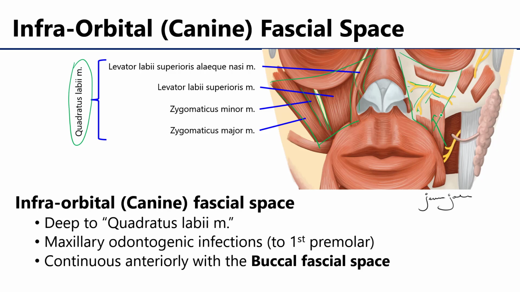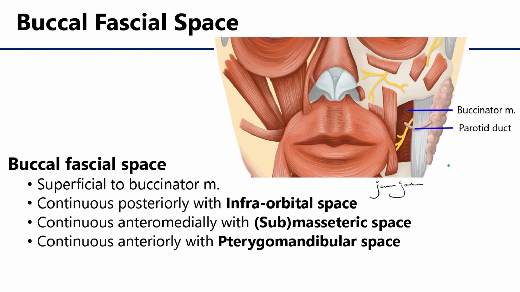And it's into this space that any odontogenic infections of the maxillary incisors, canines, or first premolars will drain. Anything beyond the first premolar is going to drain into the buccal space. The infraorbital and the buccal spaces are contiguous with one another. So anything can move freely between these two spaces. So let's take a look at that buccal fascial space.